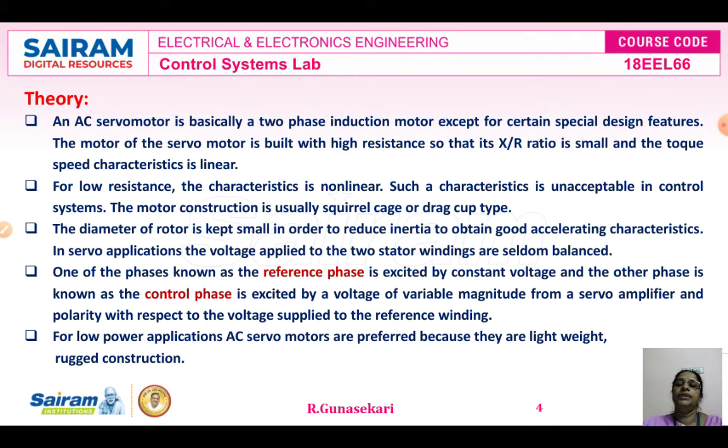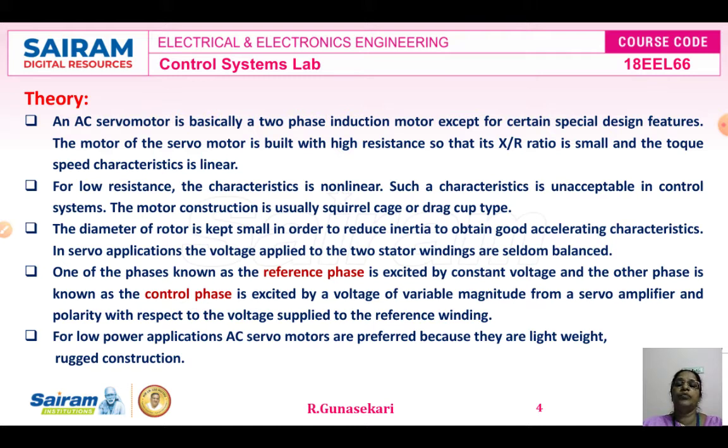Theory part: the AC servo motor basically consists of a two-phase induction motor, except for certain special design features. The design feature is that the AC servo motor is built with high resistance. Therefore, its X by R ratio is small, and therefore the speed torque characteristic is linear, which is used in the control system.